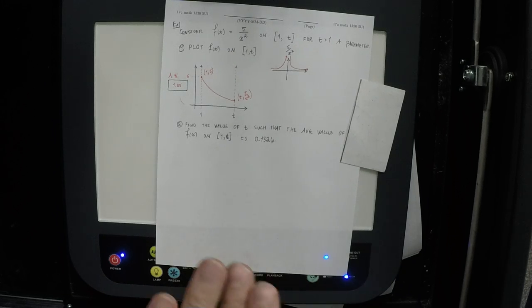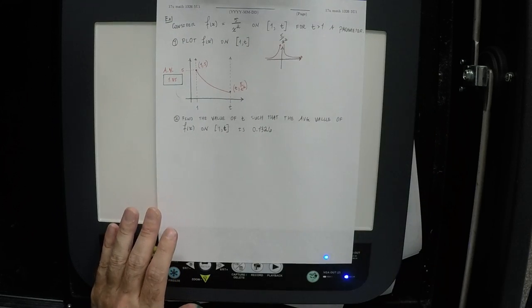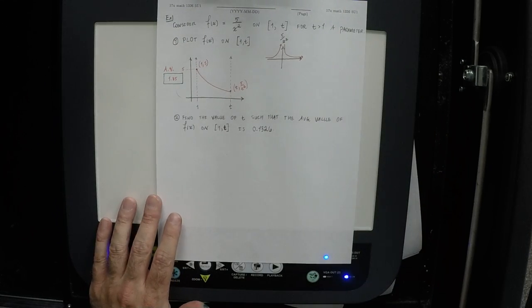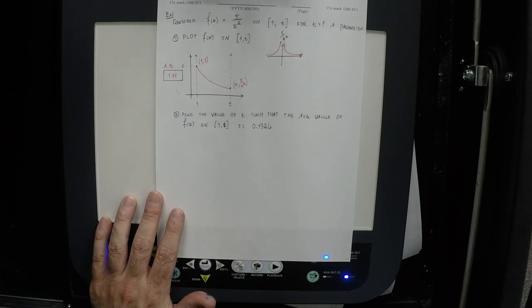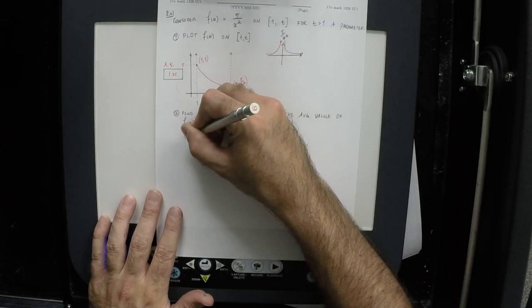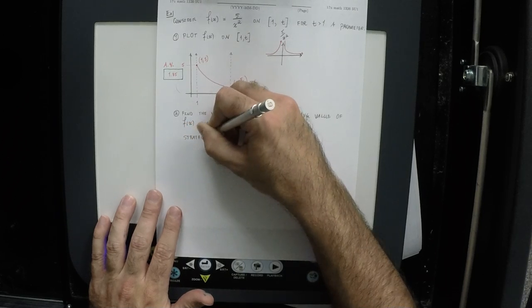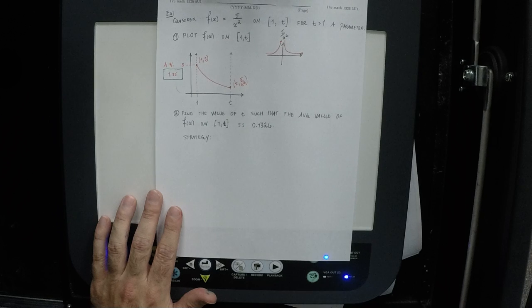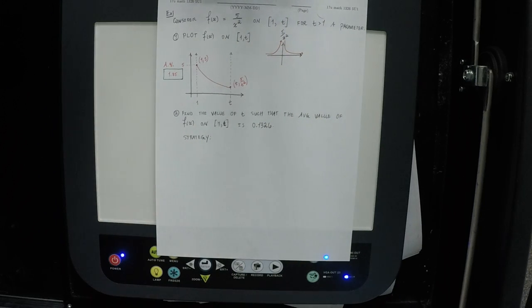Once you get down to an integral, then it's all downhill from there. So what's going to be the strategy? How are we going to accomplish this? Well, we're not going to do it approximately. We're going to do it exactly.